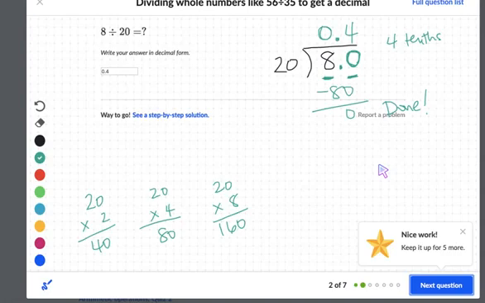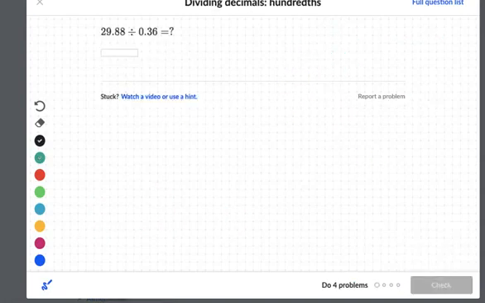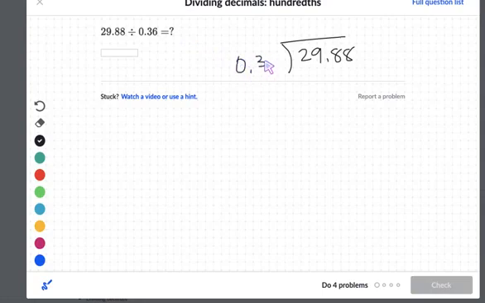Okay, so that's dividing to get a decimal when you have 2 whole numbers. Now remember, you could have a problem where the divisor is not a whole number. So go ahead and pause the video and try this one on your own. All right, in this problem we have the dividend 29.88. That goes on the inside. And we have the divisor 0.36, or 36 hundredths.